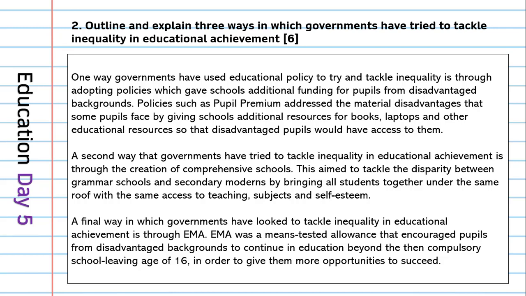Policies such as pupil premium address the material disadvantages that some pupils face by giving schools additional resources for books, laptops and other educational resources so that disadvantaged pupils would have access to them. If I hadn't mentioned pupil premium, that would still get 2 out of 2 because it's not asking you for 3 policies, it's asking you for 3 ways. A second way that governments have tried to tackle inequality in educational achievement is through the creation of comprehensive schools. There's my 1 mark.